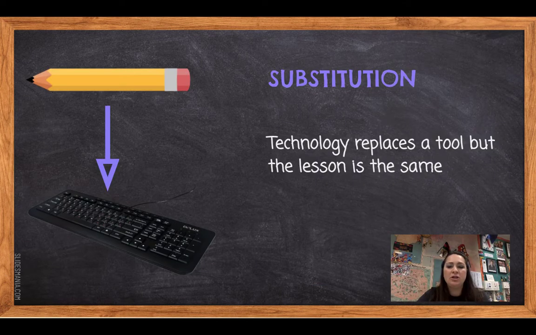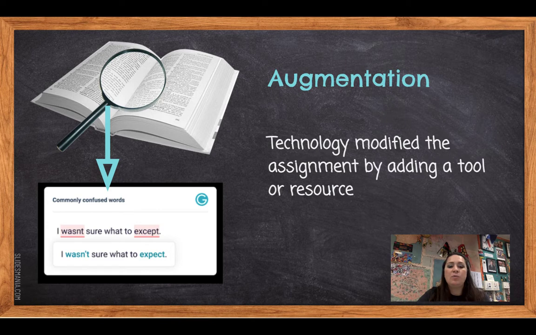All right, so substitution means you are replacing a pencil with a keyboard. Instead of handwriting an essay, they're typing an essay. There's nothing wrong with that. It's just not increasing student learning. Augmentation is when you can modify a tool to make it a little bit more. So instead of them looking through a dictionary, they use something like Grammarly, which helps them with spelling, and it also helps them with grammar structure. It is teaching them holistically how to spell and use grammar.